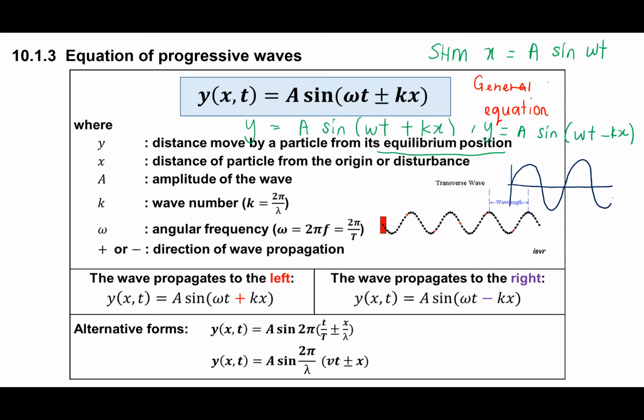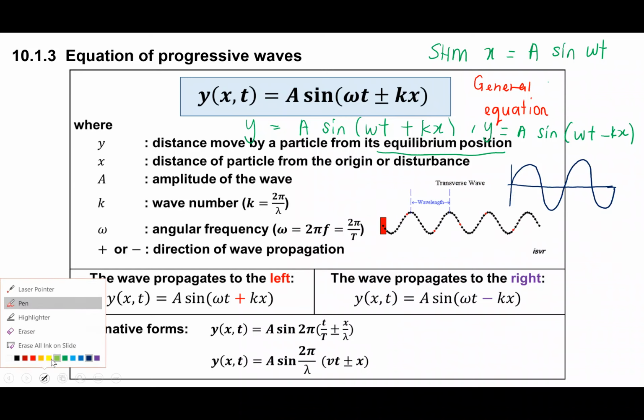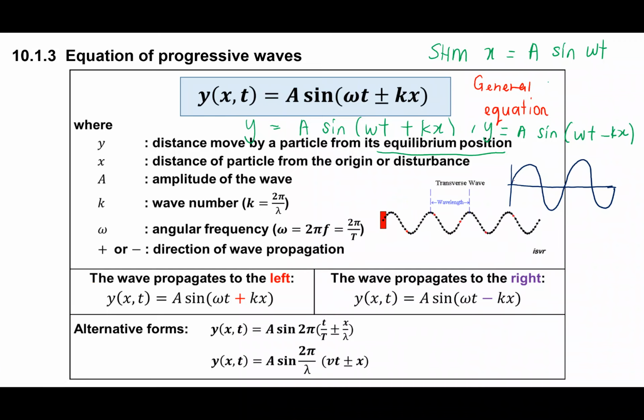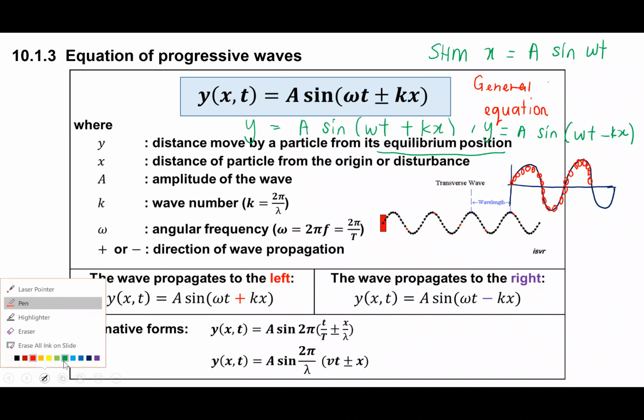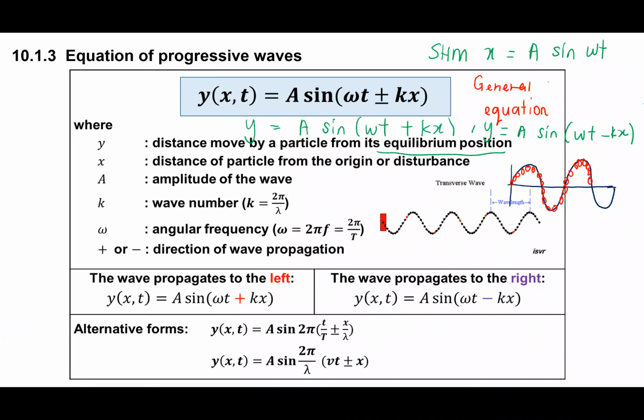Dan ingat, pada wave tu ada particle. Okay, so kita tengah cerita sekarang distance of the particle. So, ni kalau I lukis balik, you punya particle. Okay. So Y tu mestilah distance of the particle daripada equilibrium position. So sini sampai sini, ini adalah you punya Y.